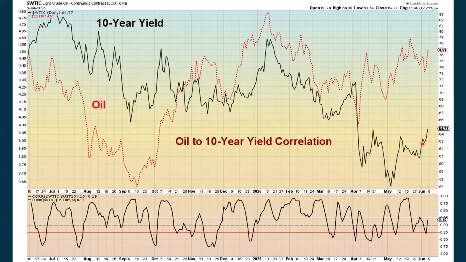You can see they're generally starting to go in the same direction, and the correlation at the bottom is picking that up. We're neutral right now, but when we go above this blue line and go up and up and up with the correlation, that means they're going in the same direction at the same time.